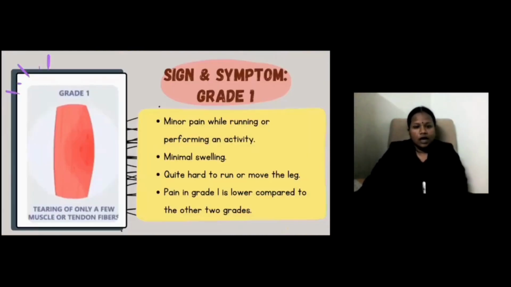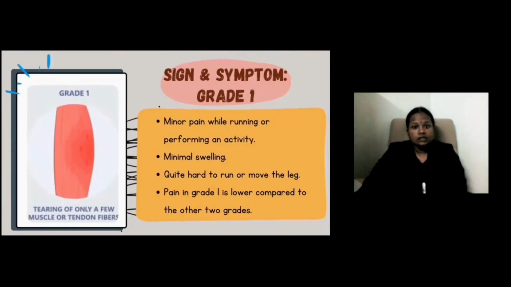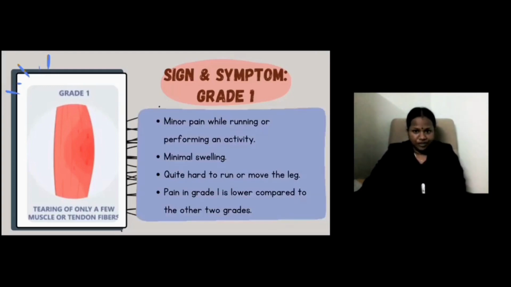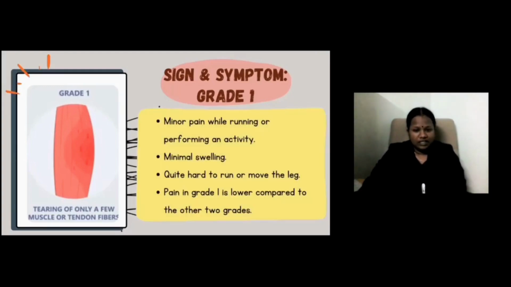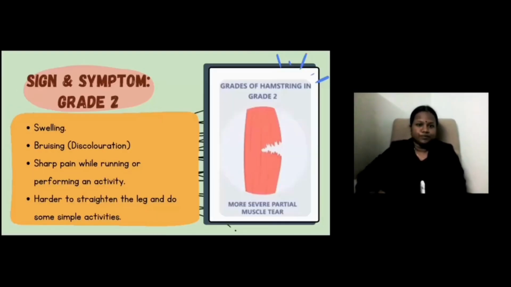Signs and symptoms. A sign is an observable phenomenon that can be identified by another person. A symptom is a subjective experience of a potential health issue which cannot be observed by anyone. It can only be felt by the injured person. The sign of grade 1 hamstring strain is minimal swelling on the injured area. Symptoms are minor pain while running or performing an activity. The injured person will find it difficult to run or move their leg, but not as severe as grade 2 and grade 3. Pain in grade 1 is lower compared to the other two grades.